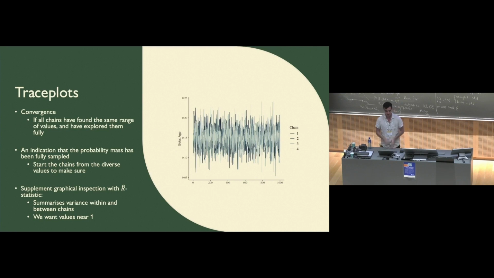Yeah, so if your R-hat is far away from 1, it's saying that either you have chains that have converged to a single point but in different places, or you might have chains that aren't converging at all. They haven't found the probability mass. They're not exploring it very efficiently.